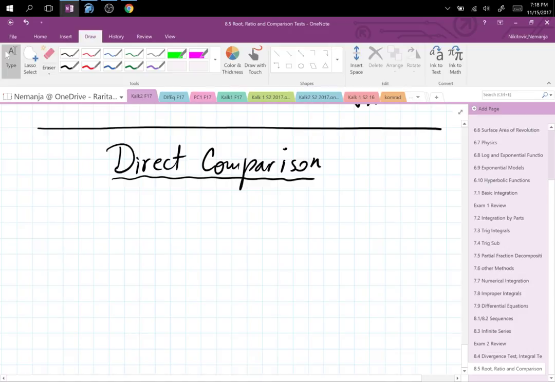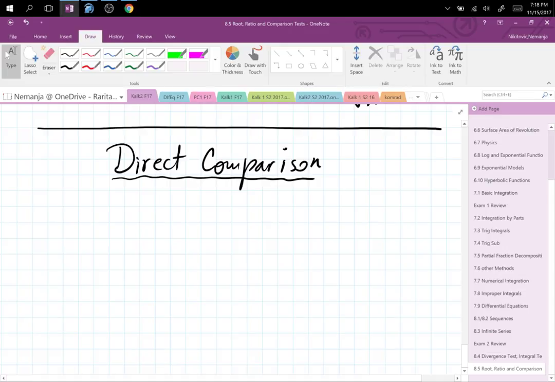So for direct comparison, you are supposed to kind of guess the answer and have a gut feeling of what should happen, then pick a p-series which is of that form, and then do the proof that will establish the condition. And if that works out, then your gut feeling was right. If that doesn't work out, that means that you have to do something else.